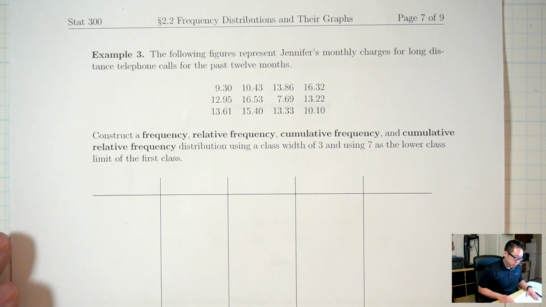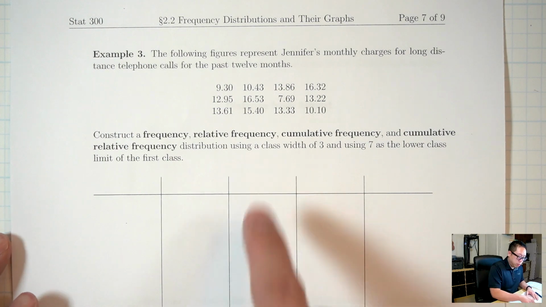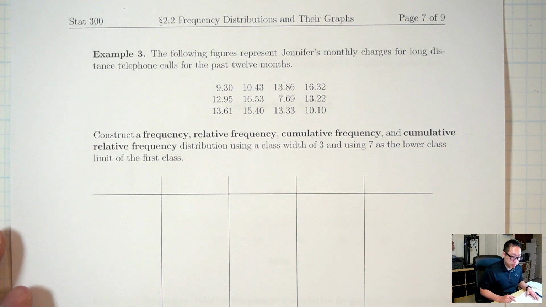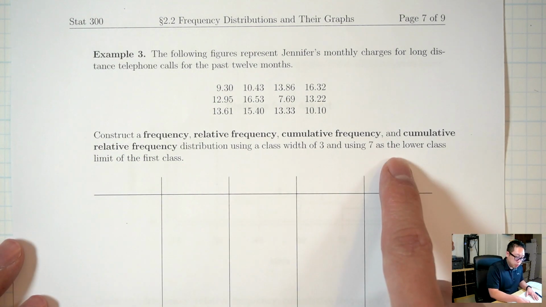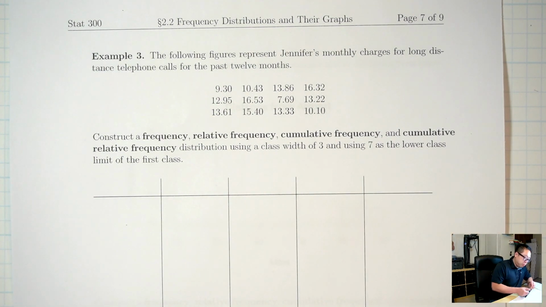Example 3. We have some data, and it says construct a frequency, relative frequency, cumulative frequency, and cumulative relative frequency distribution. In other words, make a table. Using a class width of 3 and using 7 as the lower class limit of the first class. This is telling you how I want you to break up your data into ranges.